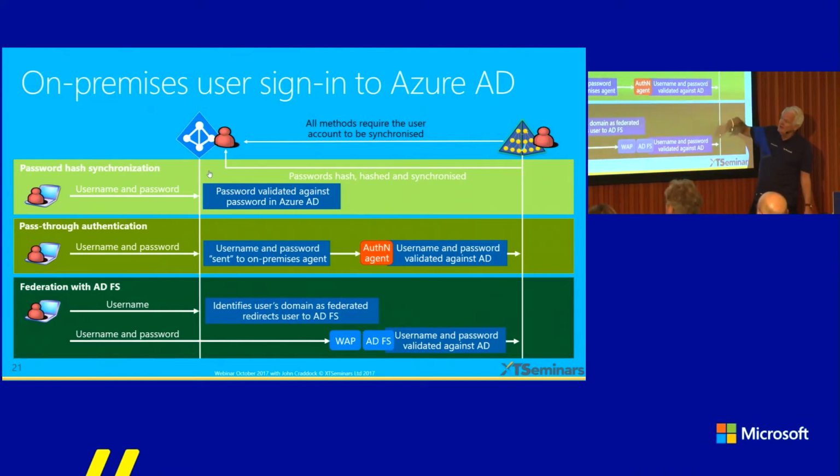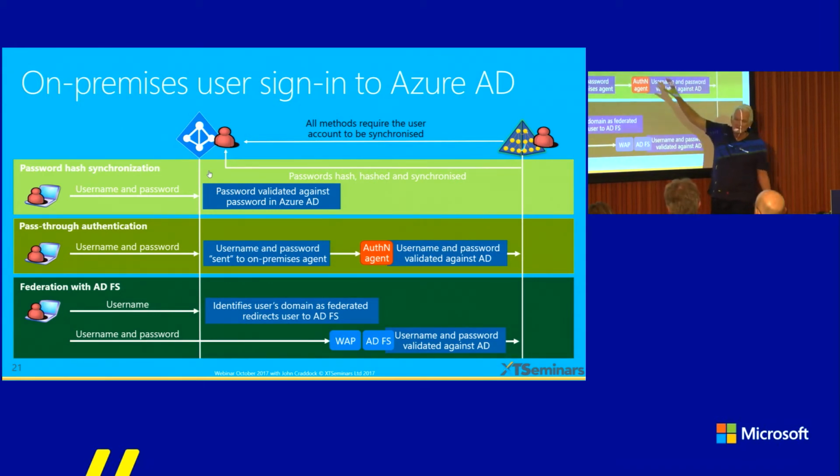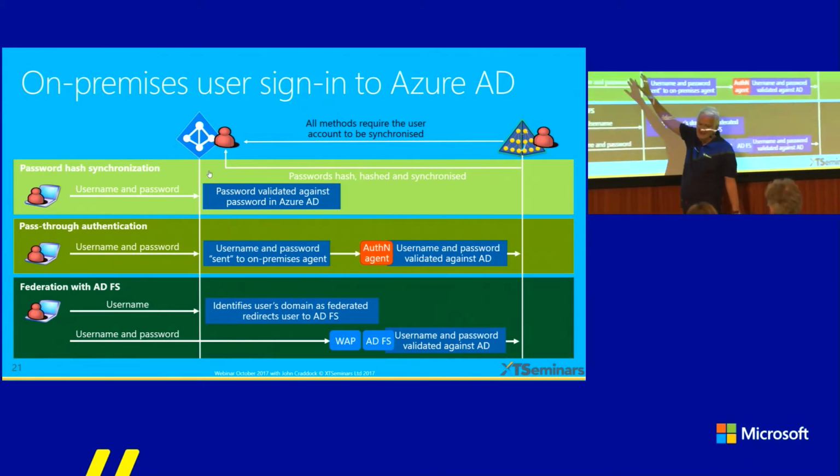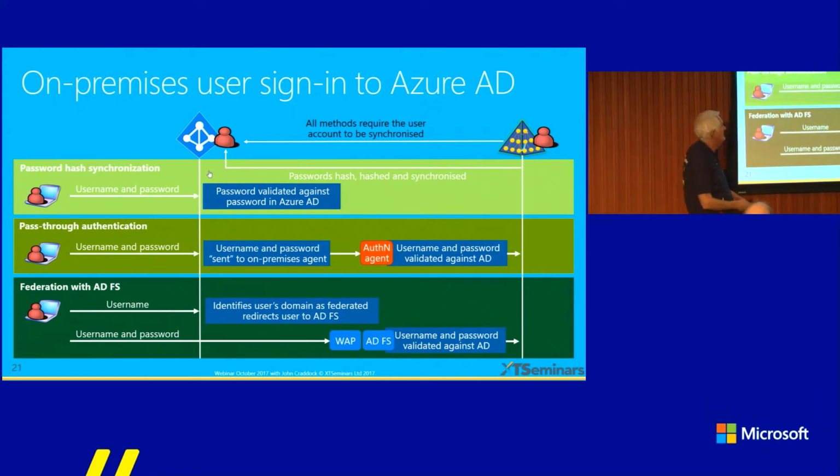The pass-through authentication went to GA 2 weeks ago. Password hash synchronization, which used to be called password synchronization, no changes there. It's just that it's seen as a good solution, and we're trying to redirect people as to it being reasonably safe. Question?